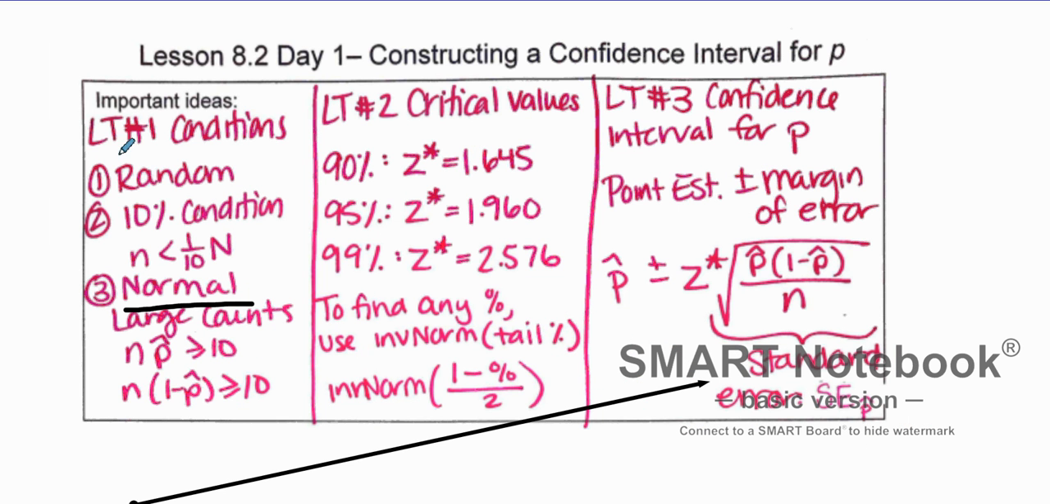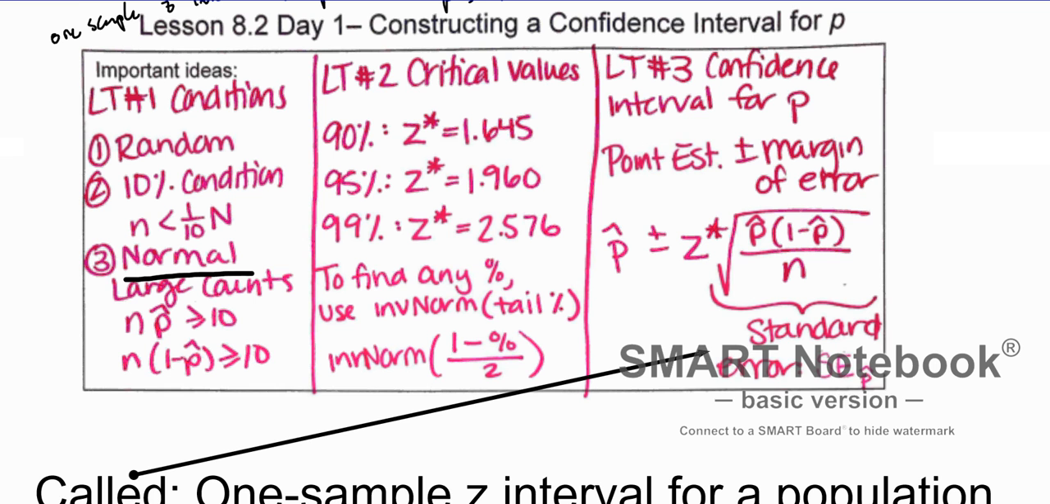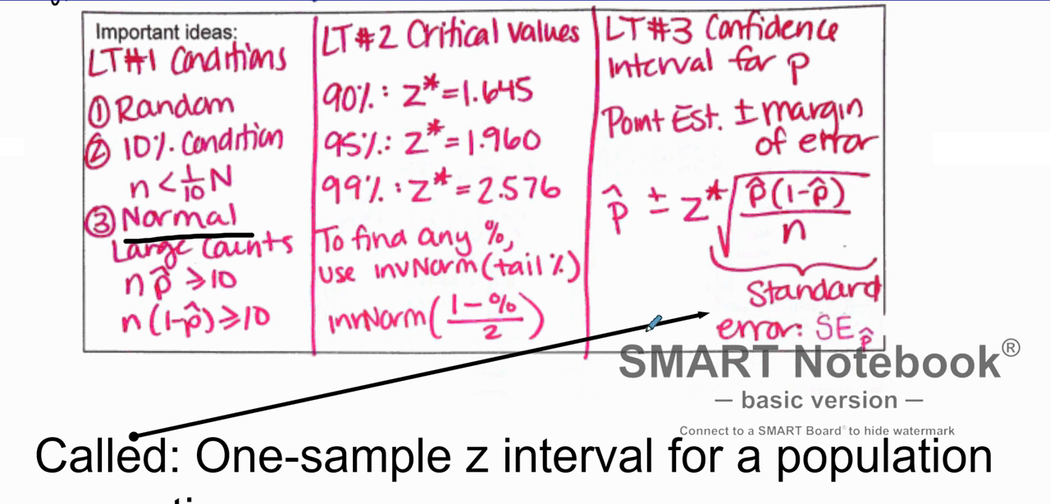So the conditions in order to do a one sample Z interval for P, these are the conditions that we want to know. Because what we're looking for in a confidence interval is we want to have our statistic that we found, and we're going to add and subtract our margin of error. Now, the margin of error is basically an area from our statistic that is going to go to figure out what we want to do.